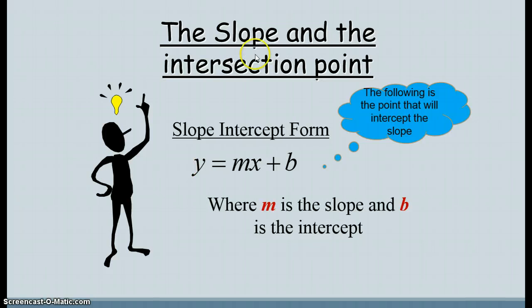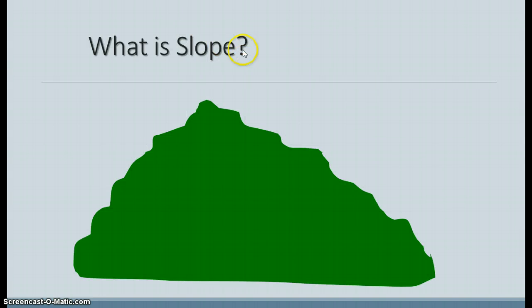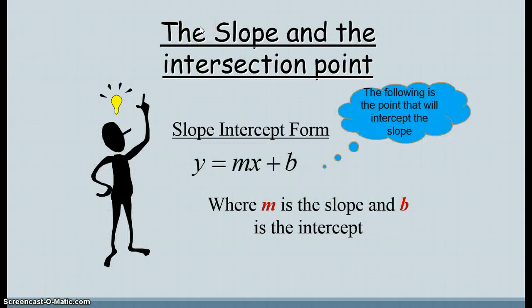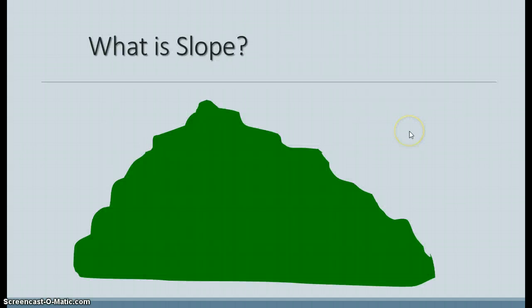So we are going to see now, we saw before how to get the slope. Now we are going to use another formula, the slope-intercept form, where m is the slope and b is the point where the line intersects the y-axis. So imagine that we have any kind of point along any of the slopes that you might have. So the formula is y equals mx plus b. All right, but what do they mean? The following is the point that will intercept the slope, right?